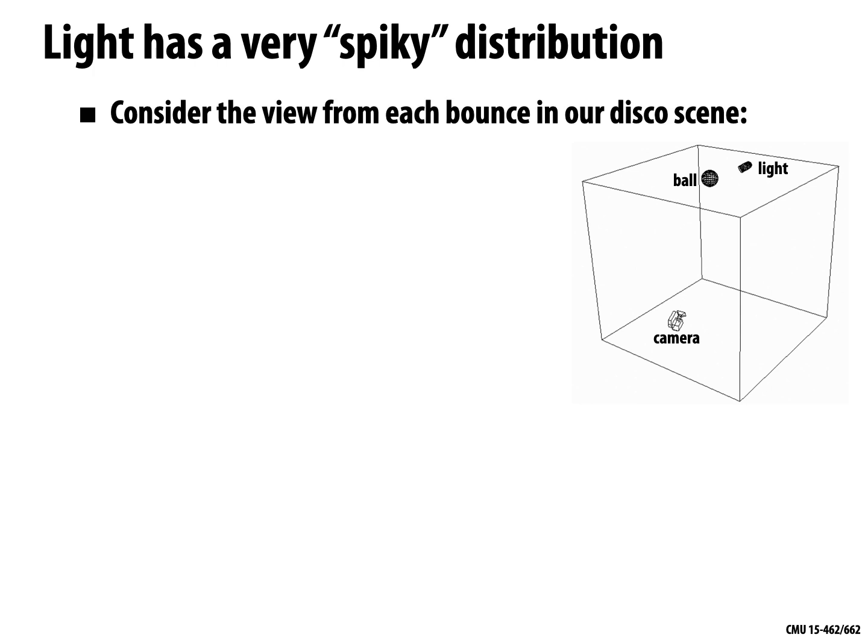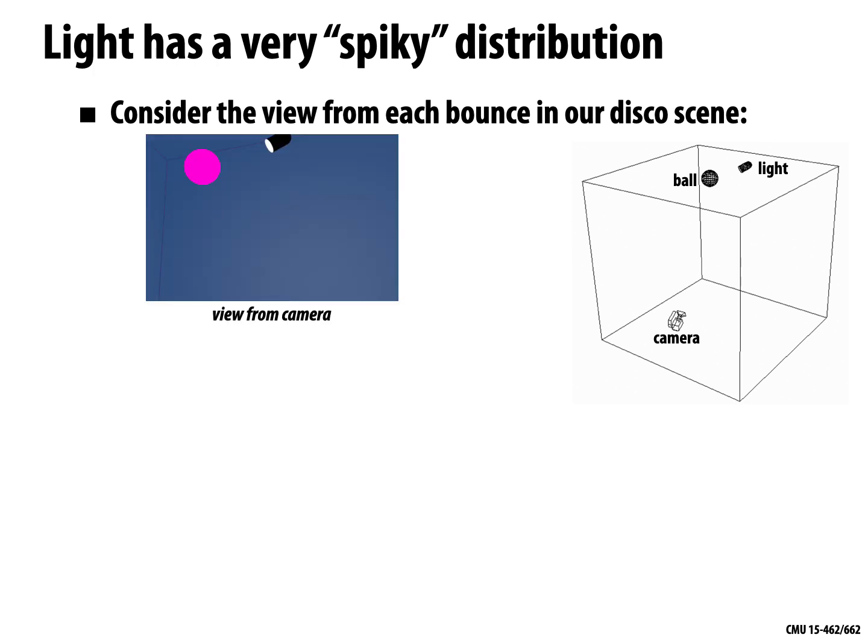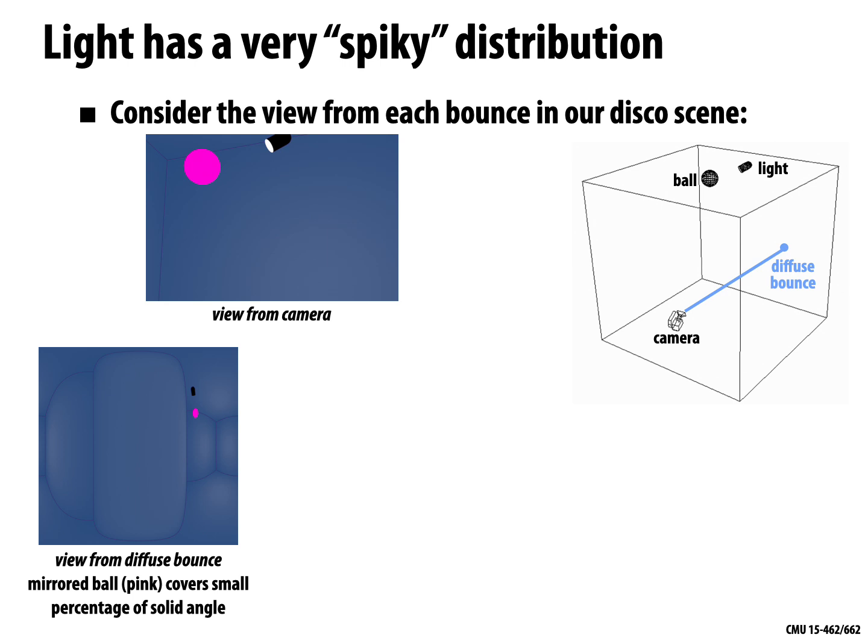So let's consider the view from each bounce in our disco scene. You see a 3D view of the scene on the right, the camera near the bottom looking up at the disco ball and the light shining on it. So we start out looking from the camera, and just to make the images a little clearer, I've made the disco ball bright pink, and the light source is this black and white object. So I'm looking from the camera, and for one of the pixels in the image, I shoot out a ray. The ray hits the wall.